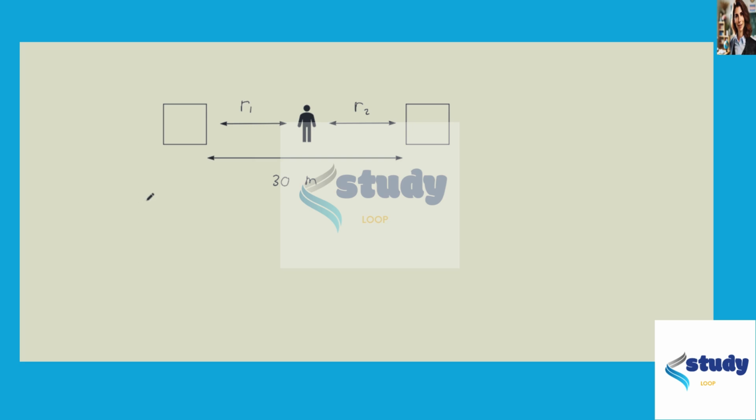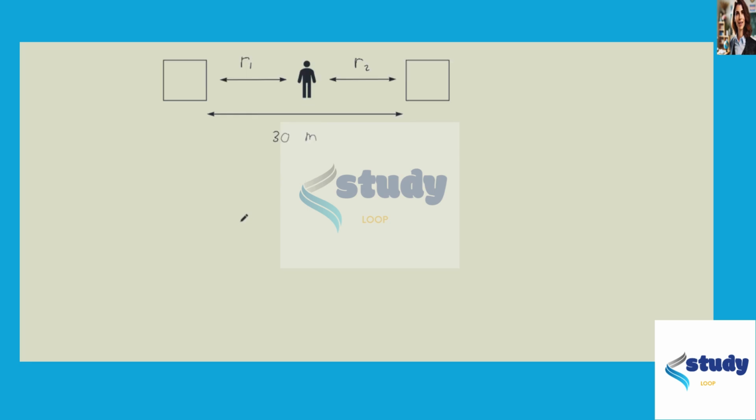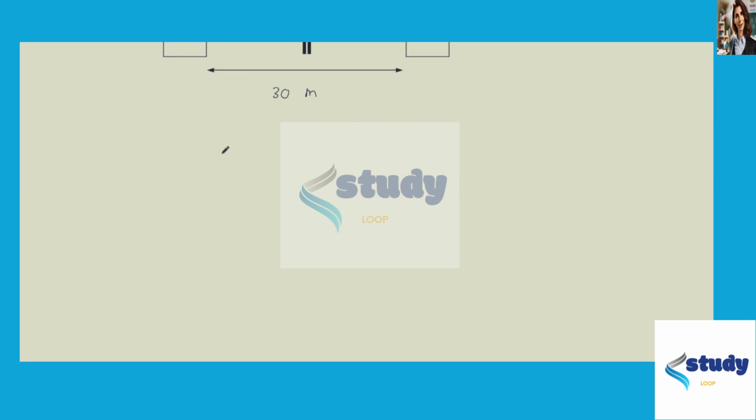So when the man is halfway between the speakers, his distance r from either speaker is half the 30-meter distance. That is, r is 15 meters for each speaker. So the total sound intensity at that point is twice the intensity I. We'll call it I total, which is equal to twice the intensity due to each speaker, which is 2 times the sound power divided by 4 pi r squared, where r is the distance to each speaker. And so this simplifies to the sound power P divided by 2 pi r squared.